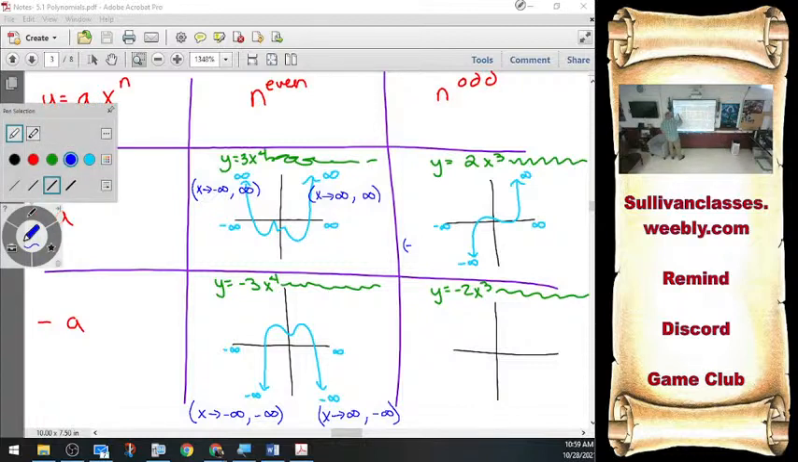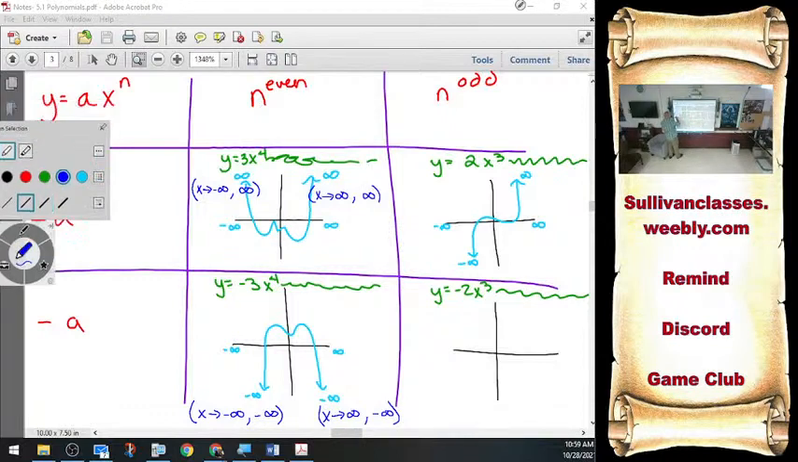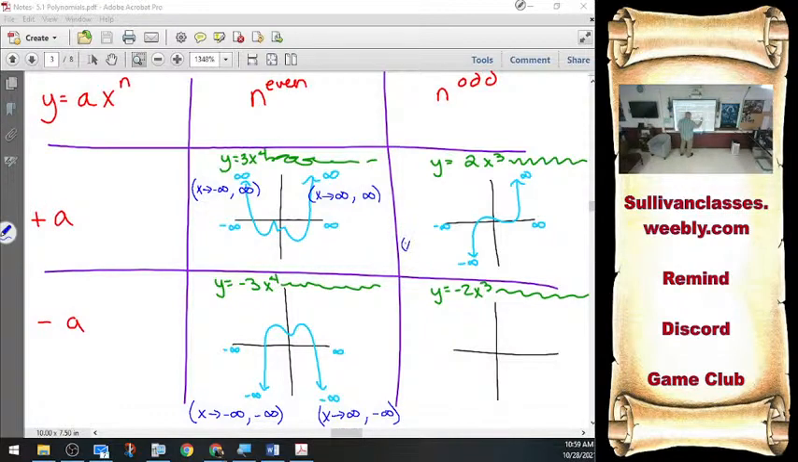So how would I write that like the others? As x goes where? As x goes to negative infinity, the y's go down to negative infinity. As I go all the way to the right, as my x's go to infinity, my y's are also going to infinity.